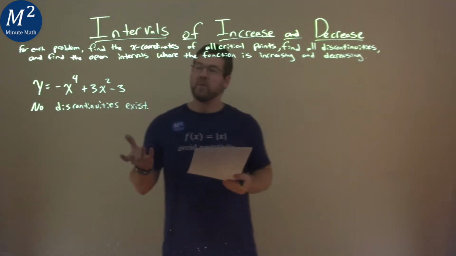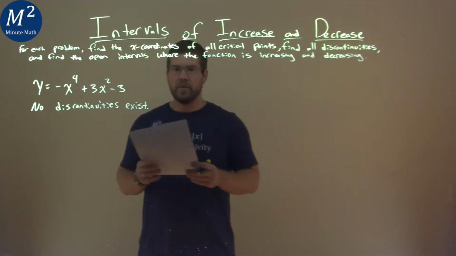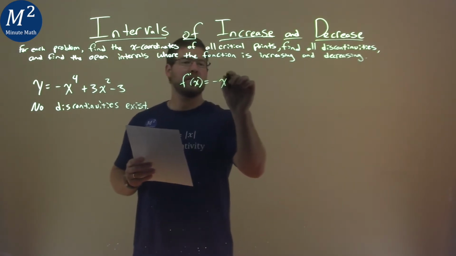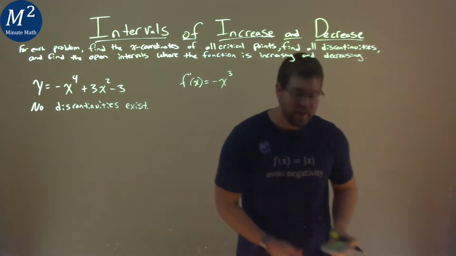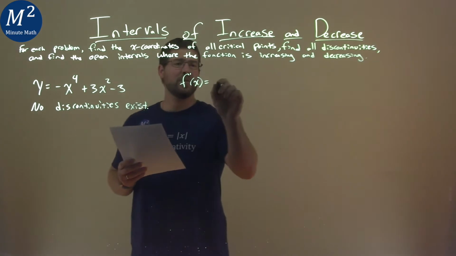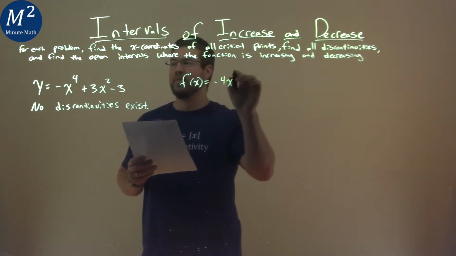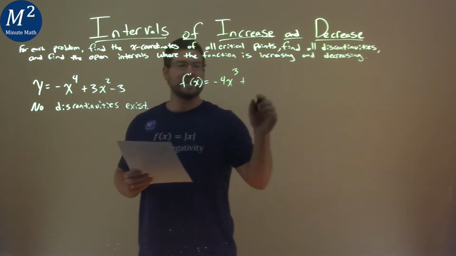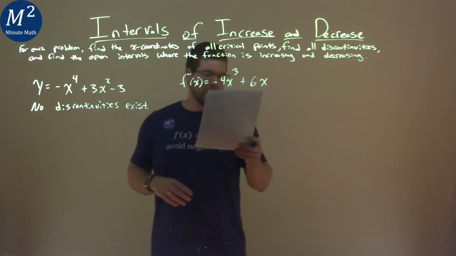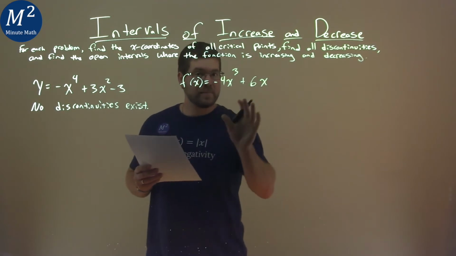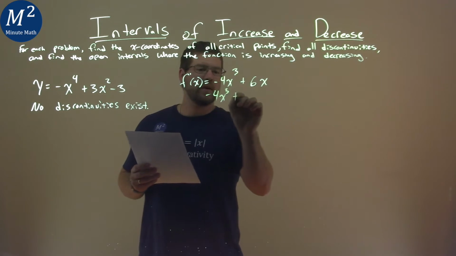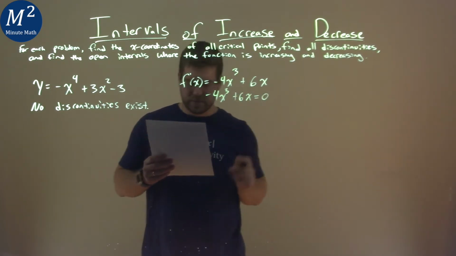Now to find our critical points, we need to find first the derivative. So we find f prime of x here, and it's equal to negative x to the 3rd, I got ahead of myself here. Power rule, I didn't bring down the 4. Power rule, bring down the 4, negative 4x to the 3rd power, plus 2 times 3 is 6x right there. All right, now from there we need to solve for x by setting this whole function equal to 0. So negative 4x to the 3rd plus 6x equals 0.